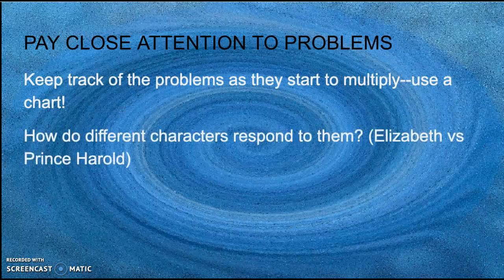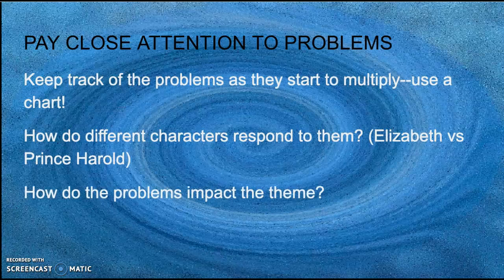How do different characters respond to them? Again, just like I just modeled with you, just like we saw how Elizabeth dealt with the dragon differently than Prince Harold, or Prince Ronald, I think I wrote the wrong name. How do different characters respond to different problems? And finally, how do the problems impact the theme? That's something that we really want to be thinking about.